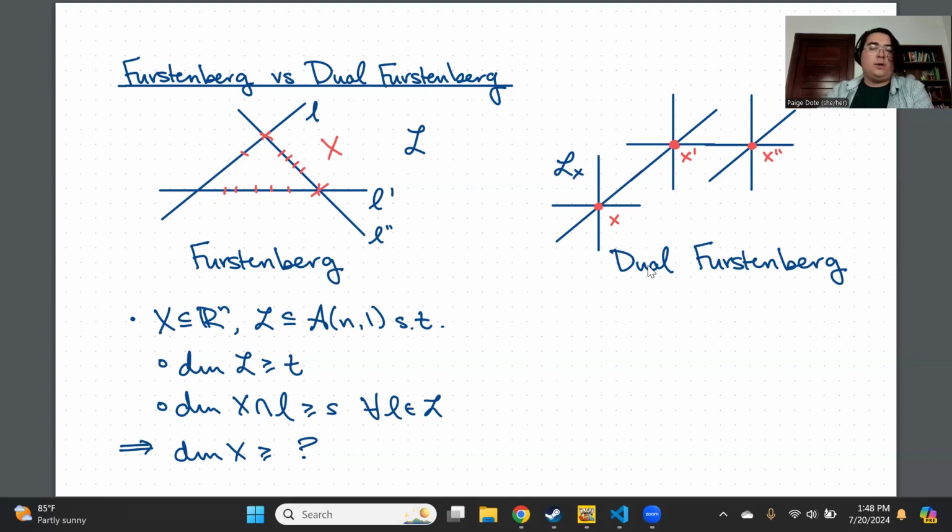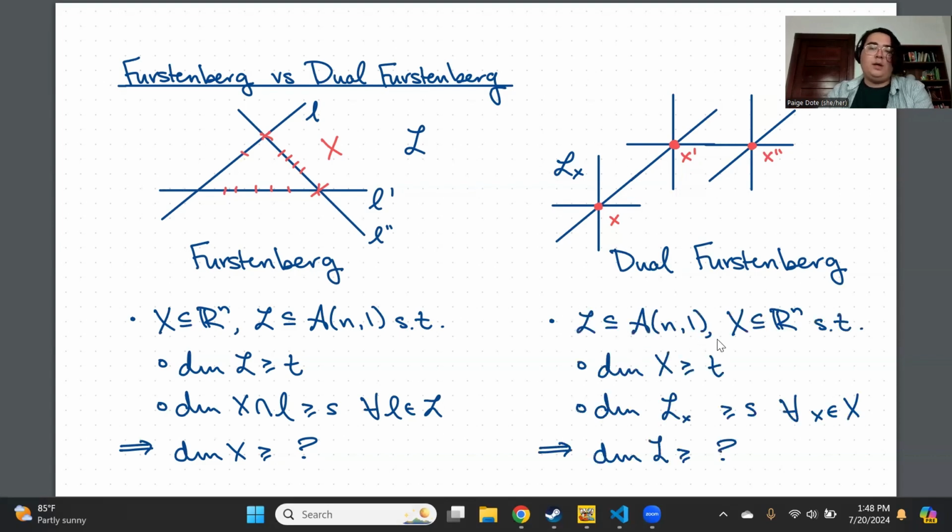But we can ask a very similar question about what are known as dual Furstenberg sets, where here we have a set of lines in the affine Grassmannian, a subset x in R^n, such that the dimension of the set of points in R^n is at least t, and also the dimension of the set of lines through a particular point x contained in my line family is at least s for all x in x. And then the question is how large is the dimension of the set of lines, i.e. how large is the dimension of the union of the lines L sub x? It's the same sort of thing here. If we know we have many pins and we know we have many lines through each pin, then we should hope that the dimension of the set of lines as a union is quite large.